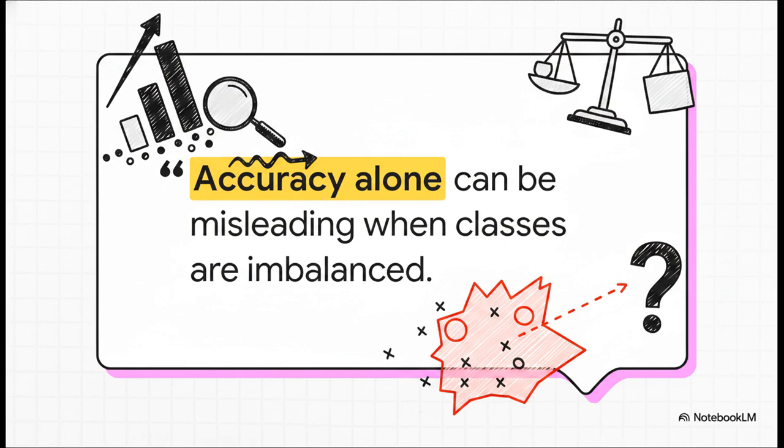Which brings us to this absolutely crucial takeaway from the research. Accuracy alone can be misleading when classes are imbalanced. When you're evaluating supervised learning algorithms, judging a model's quality by just this one basic score is a recipe for disaster. It can hide massive systemic failures, especially when the specific events you're trying to predict are rare.